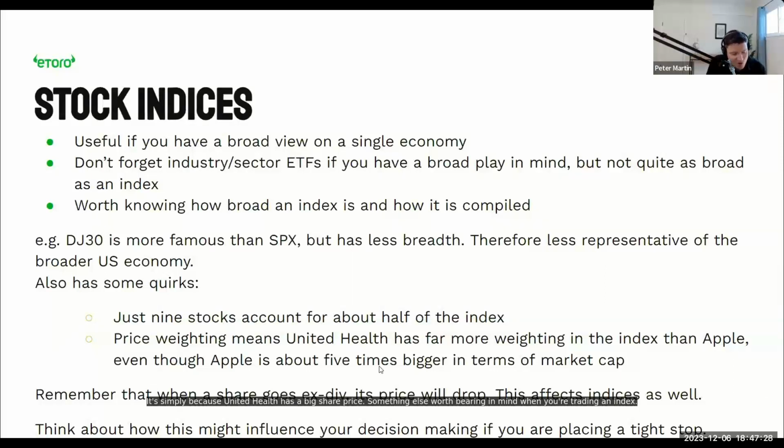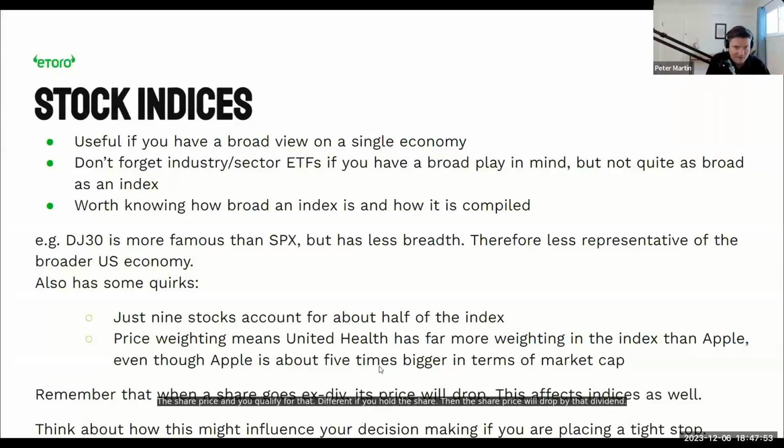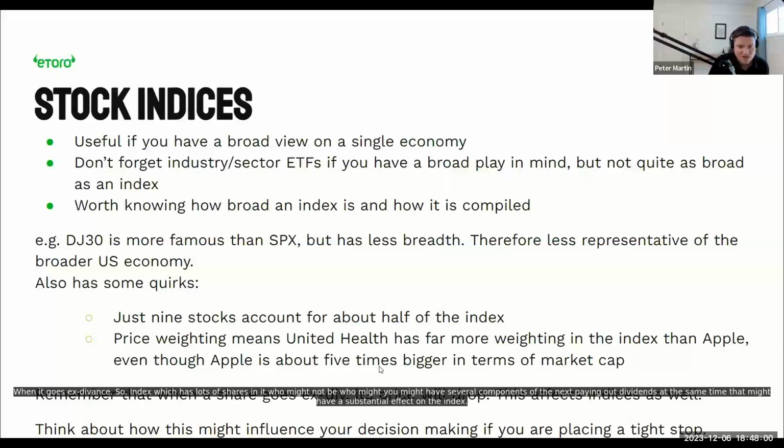Something else worth bearing in mind when you're trading an index is that shares go what we call ex-dividend. Some companies pay dividends, some don't. When a company does pay a dividend, let's say a share is 100 pence and it pays out a 5p dividend, when it goes ex-dividend, that's a certain date where the dividend is taken out of the share price, and you qualify for that dividend if you hold the share. The share price will drop by that dividend when it goes ex-dividend. So with an index which has lots of shares in it, you might have several components paying out dividends at the same time, and that might have a substantial effect on the index. The index will drop by the dividends coming out of it.